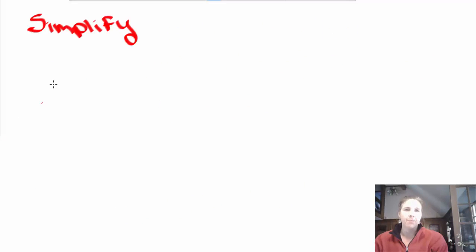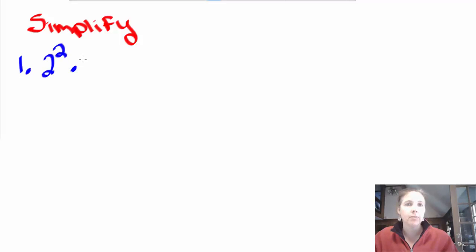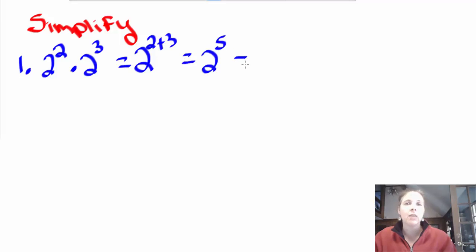So that is our rule. We're going to be using it a lot. Okay, so I'm going to change the color of my pen. Here we go. So let's do a few examples. Simplify. So we have 2 squared times 2 cubed. Again, you're just going to add the 2 and the 3. So it would be 2 to the 5th, and whenever there are numbers there, yes, you have to multiply it out. So 2 to the 5th is 32. 2 times 2 times 2 times 2 times 2.